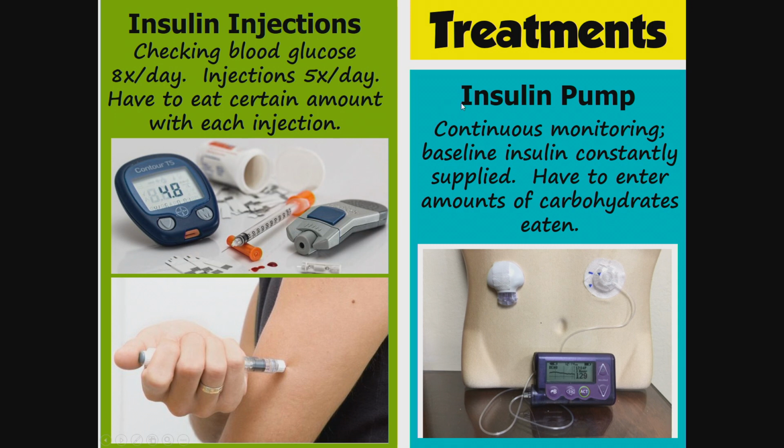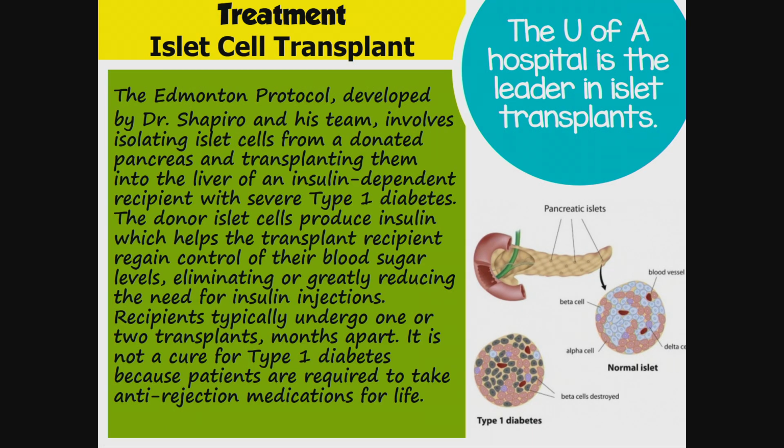More recently, insulin pumps are used. These continuously monitor, and baseline insulin is constantly supplied. The person has to enter the amounts of carbohydrates eaten so that more insulin can be given after a meal. Another treatment for people who are really sensitive to their fluctuating insulin levels is an islet cell transplant.